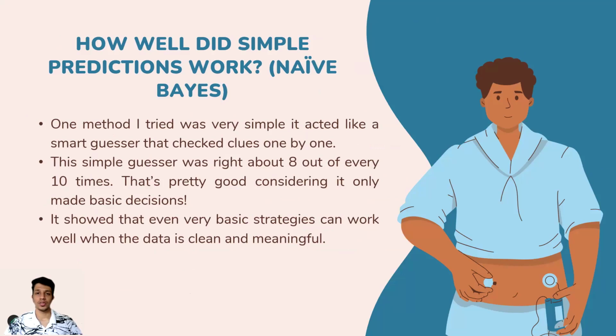How well did simple predictions work using Naïve Bayes? Naïve Bayes, being one of the simplest prediction models and a quick learner, worked by checking one clue at a time and assuming all clues are independent. Even though it's based on a very basic idea, it performed surprisingly well, achieving 82% accuracy. This showed that when data is prepared carefully, even simple models can deliver strong results. Simple doesn't mean weak, especially in healthcare, where fast, interpretable results matter a lot.